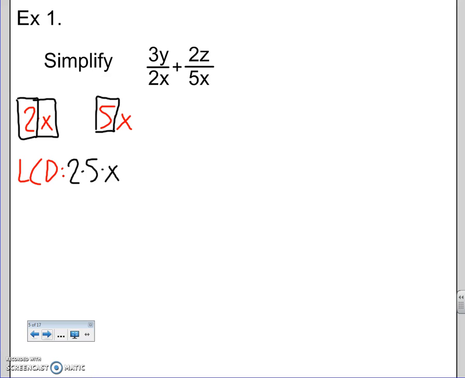I'm going to do my restrictions now. For the LCD, it can't be 0. Well, there's only x in there. 2 is not a restriction, 5 is not, but x cannot be 0. I'm going to put it down here on the bottom right.